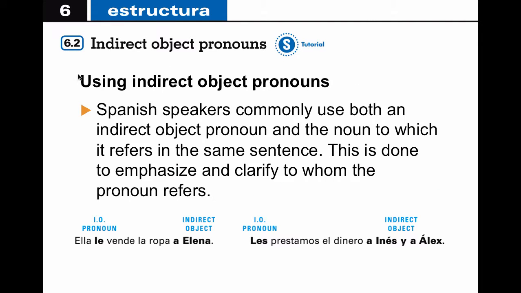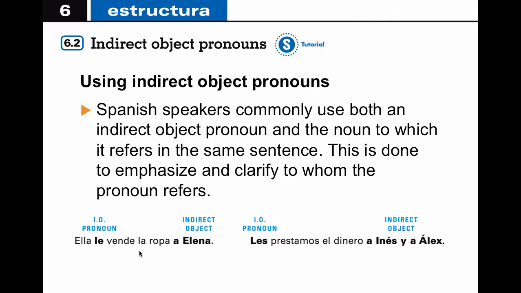Very good. So let's look here. Using indirect object pronouns. Spanish speakers commonly use both an indirect object pronoun and the noun to which it refers in the same sentence. This is done to emphasize and clarify to whom the pronoun refers. So we see here: Ella le vende la ropa a Elena. Elena is indirectly receiving what we have here. So we're signifying to her. She is the indirect beneficiary of this action.